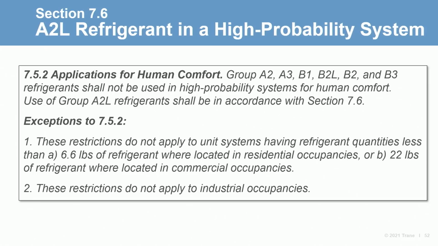Chris? As John mentioned earlier, Standard 15 prohibits the use of A2, A3, B1, B2L, B2, and B3 refrigerant from being used in high probability systems for human comfort. That limits the designer to either an A1 or an A2L refrigerant. As A2L refrigerants are lower flammable, Section 7.6 prescribes additional requirements.